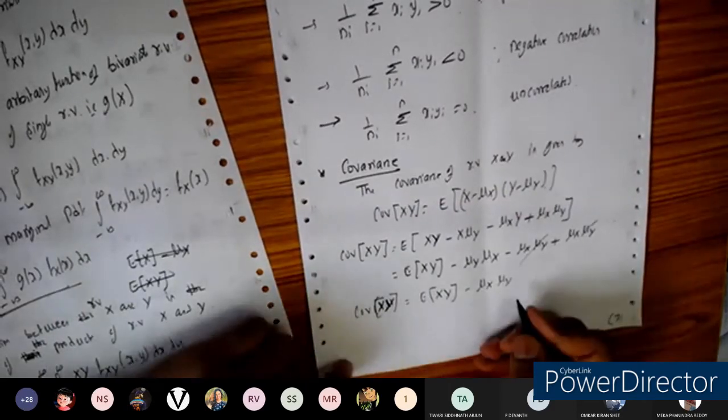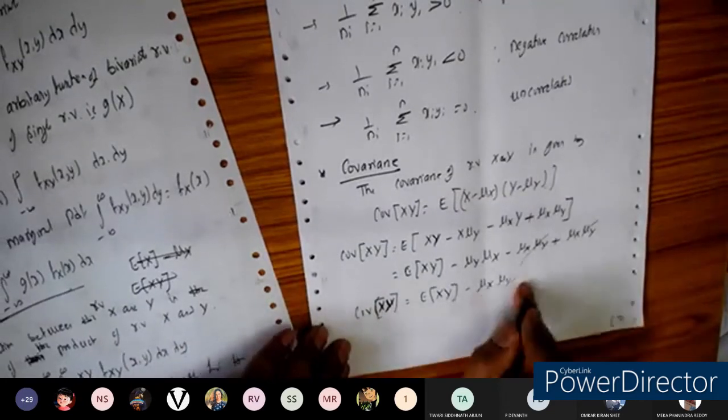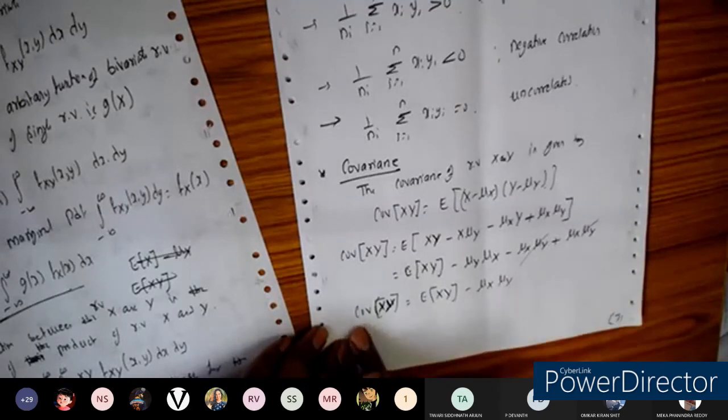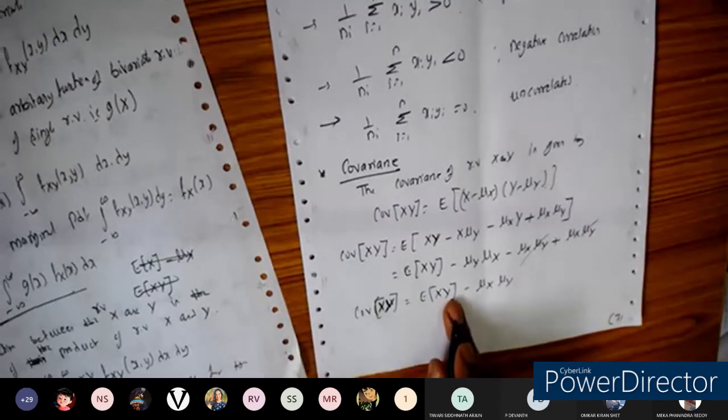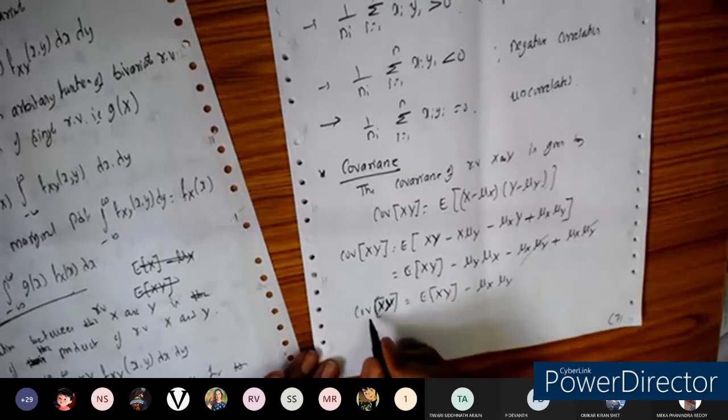Okay, so this is a covariance here. Suppose for the bivariate random variables x and y, if any of the means is equal to 0, then the covariance will be equal to the correlation. This is nothing but the correlation, and this is nothing but the covariance.